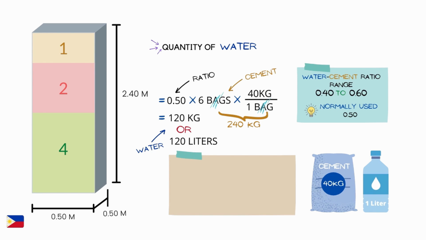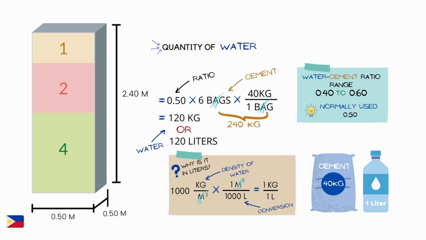liters of water. If you're wondering why it is in liters, it has to do with the density of water. The standard density of water is 1000 kilograms per cubic meter. So if I convert that cubic meter into liters, I will have 1 kilogram per 1 liter of water.